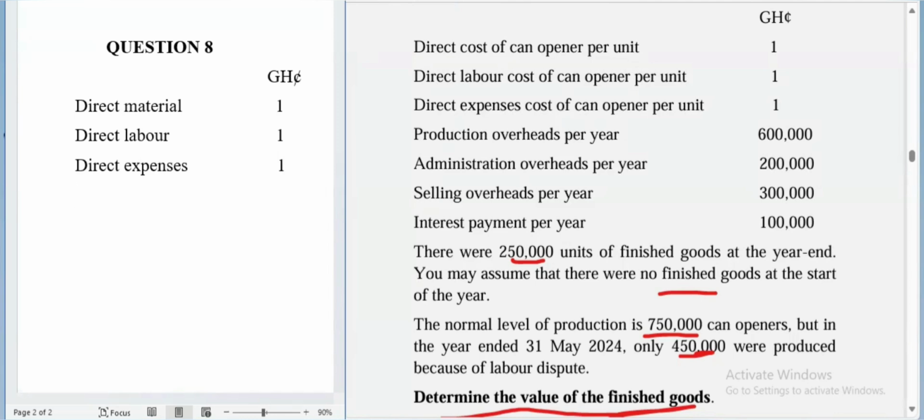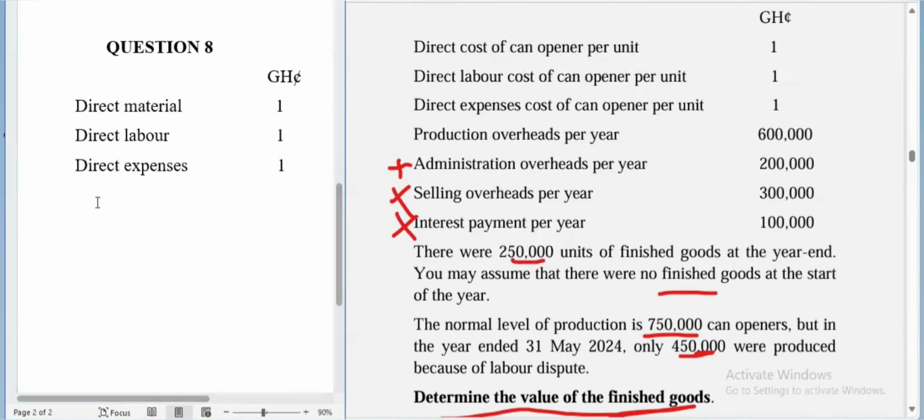If you sum these three, you get the prime cost. Then we said we have to add allocation of production overheads using the normal level of production. You should know that admin expenses, selling overhead, and interest payment for the year will not be part of the cost of the inventory manufactured. They are excluded from the cost of inventory manufactured. We read that in the standard in part 1 of the video.